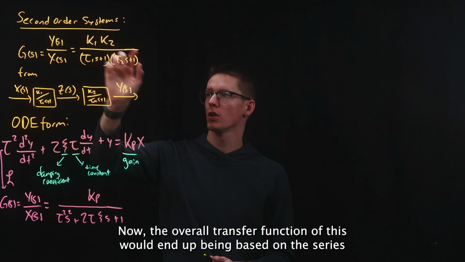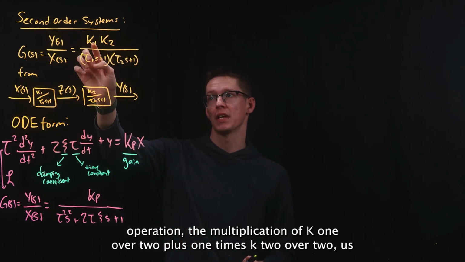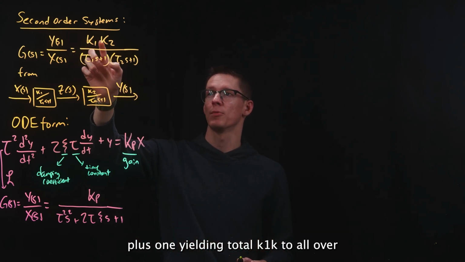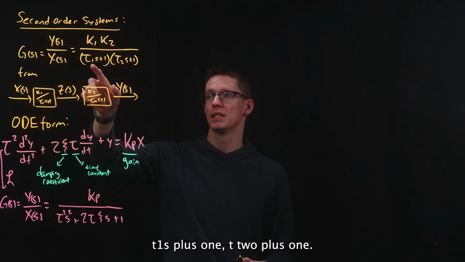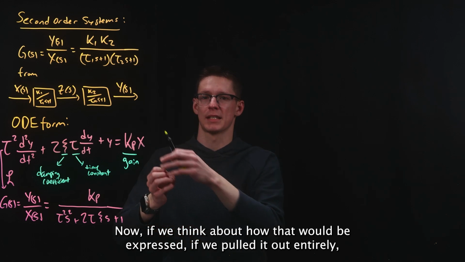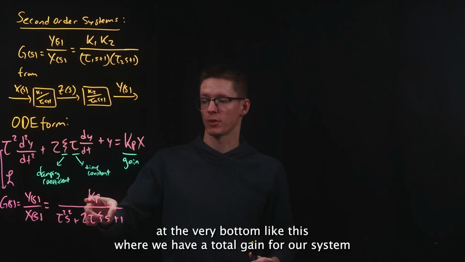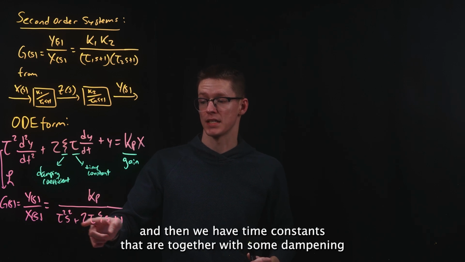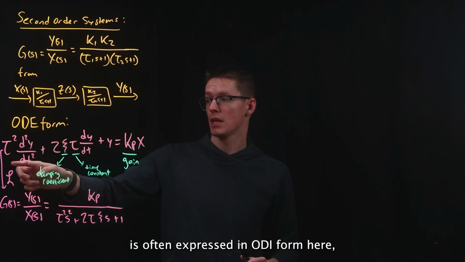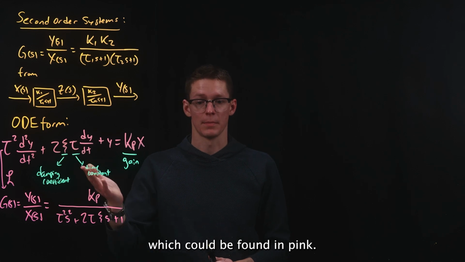Now, the overall transfer function would be based on the series operation, the multiplication of k1 over t1s plus 1 times k2 over t2s plus 1, yielding a total of k1 k2 all over (t1s plus 1)(t2s plus 1). If we pulled it out entirely, we would get something at the very bottom like this, where we have a total gain for our system, and then time constants together with some damping function. Its damping coefficient is often expressed in the ODE form here, which could be found in pink.